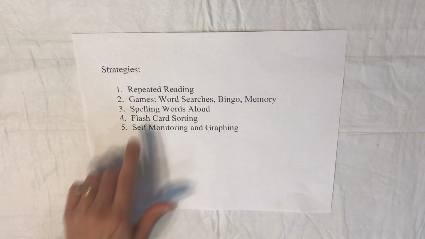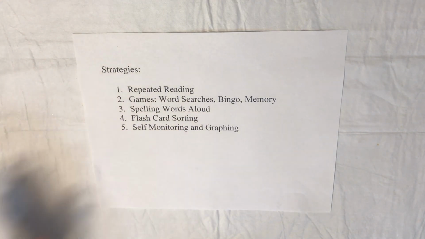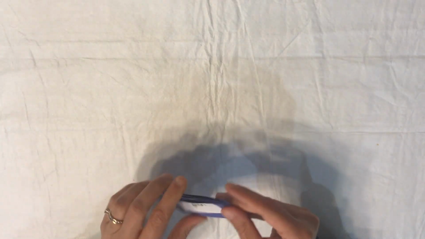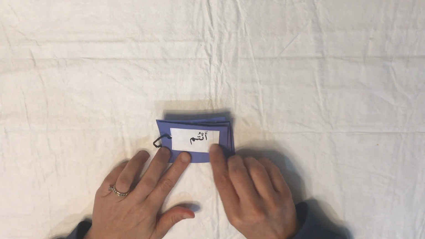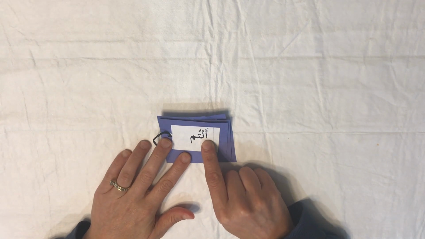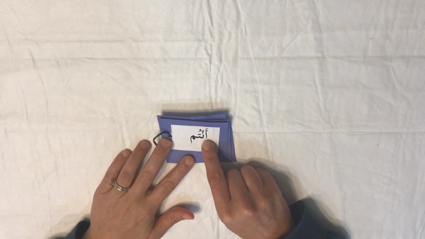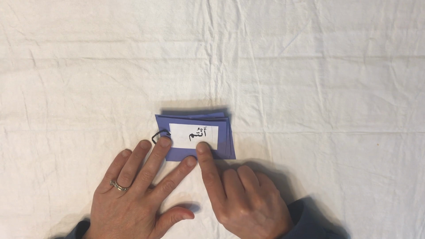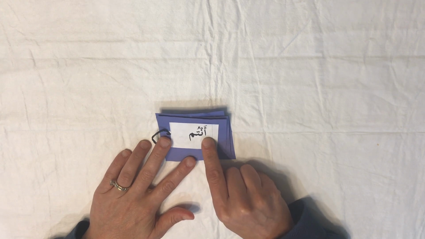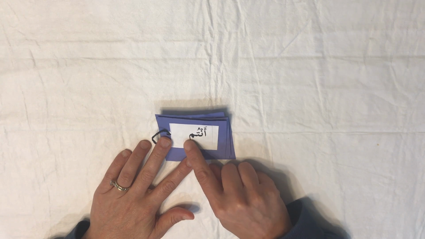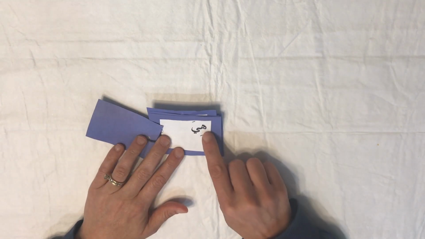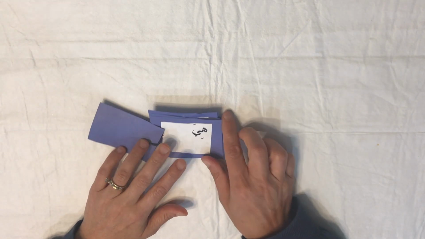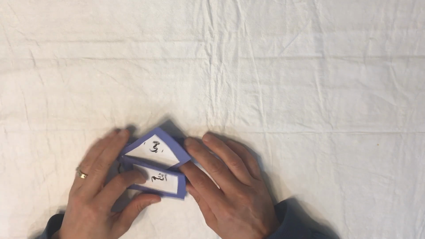All right, so the third strategy was spelling words aloud. So you could take some of the words and just put them on a little ring like this so that it's easier for them to keep track of them. And then when they go home or maybe with you, they could just practice. For example, they would just say the letters of the word and then say the word. So for this one, they would say Aleph, Nun, Te, Mim, Antum. Ha, Ya, Hiya, and so on. That would help also to build sight words.